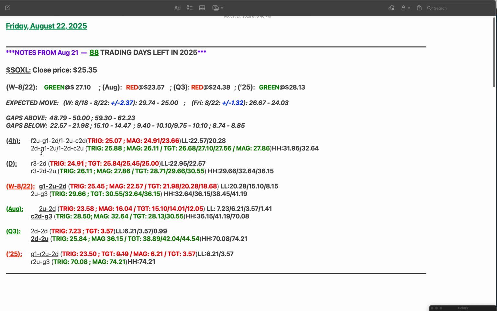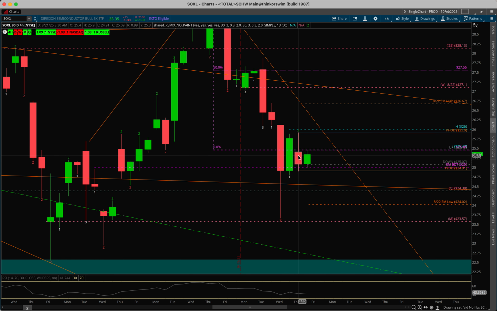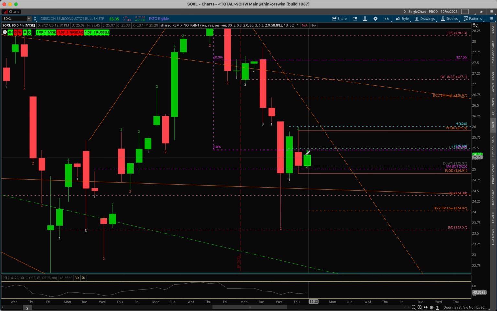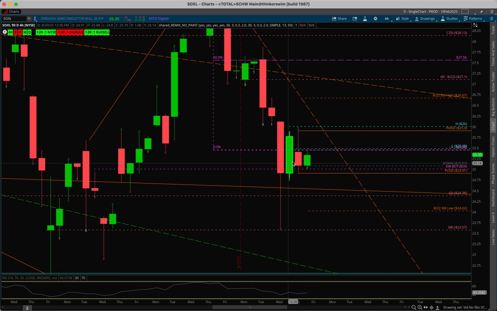Let's go ahead and mark our triggers and targets to the upside. On the 4-hour, you would have a 2-1-2 up, the 2 up triggering at the high of the second 4-hour candle of today, which is 25.45. Oops, and we got the failed 2 up. Green 1, 2 up, triggering at 25.45, magnitude being the high of the day of today, which was 25.90.